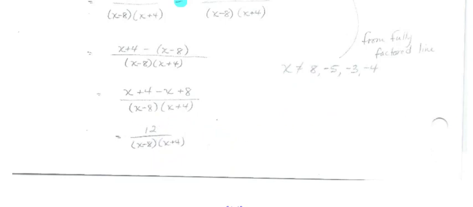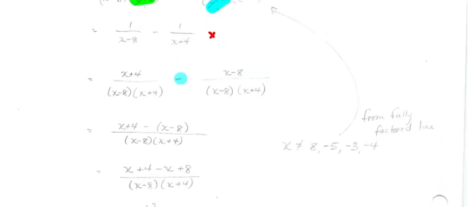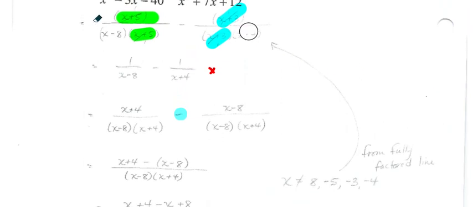But now we have to consider restrictions. And again, you want to do the restrictions from the fully factored line. So I'm going to go back and I'm going to erase what I have up here and look at the fully factored line. So we've got 4 brackets because we did some canceling. So we have x minus 8, so the restriction for x minus 8 would be positive 8, okay? And then x plus 5, so the restriction would be minus 5.